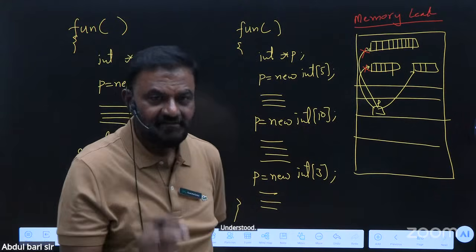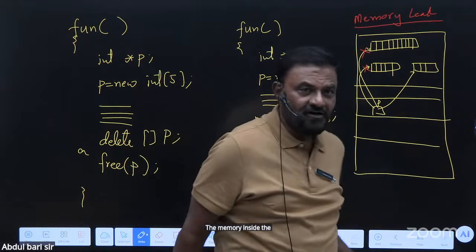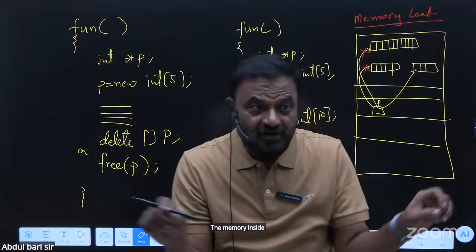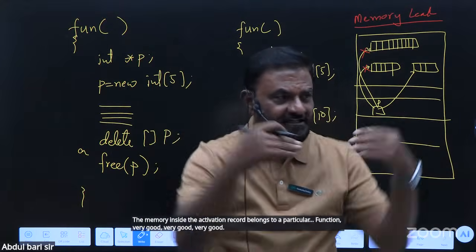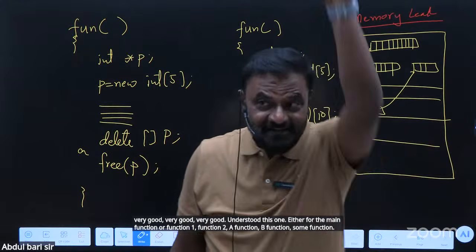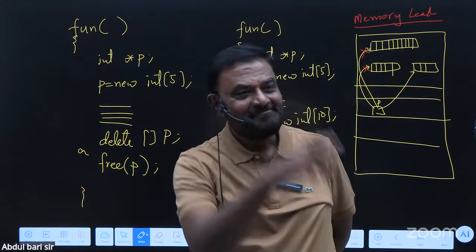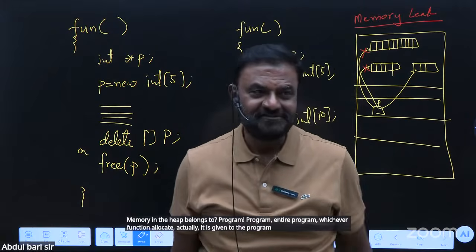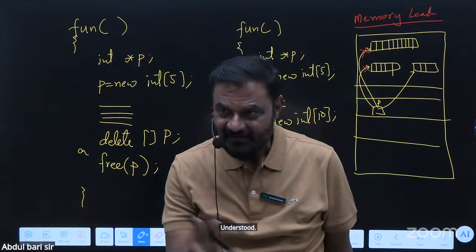Understood? Now one more thing. The memory inside the activation record belongs to, quick answer, a particular function. Very good. Understood this one? Either the main function or function 1, function 2, A function, B function, some function. Memory in the heap belongs to the program, the entire program. Whichever function allocates it, actually it is given to the program, not to the function. Understood?